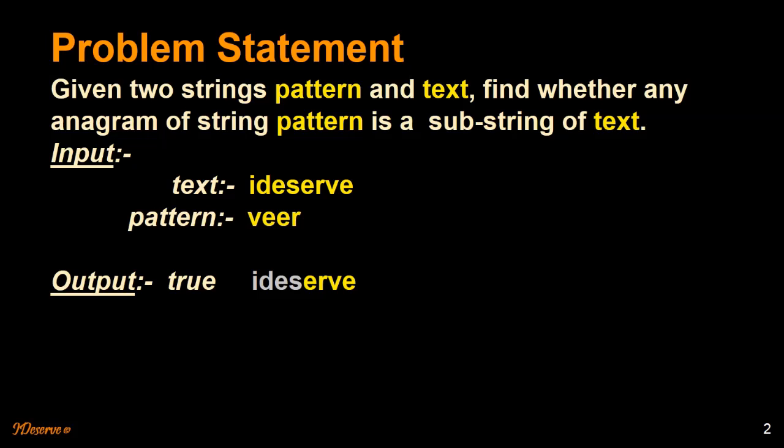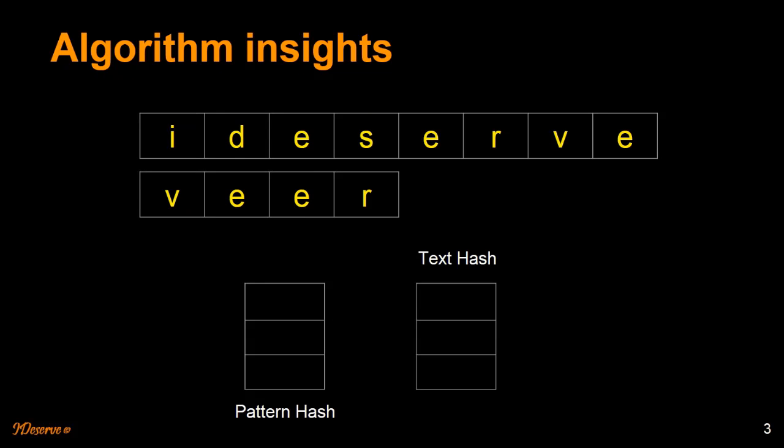I would suggest that before going to the algorithm insights, please pause the video and try to come up with a solution yourself and then come back and continue the video. Okay, so let's go to the algorithm insights. So in this we have the string IDeserve, the text, and the pattern. I have split them into characters and put them in character arrays. Okay, so this is the pattern and this is the input string.